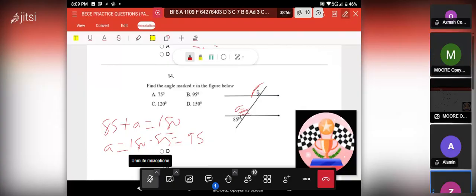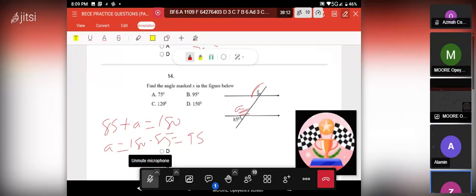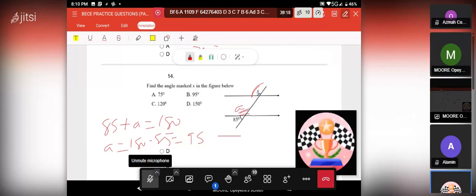So is that how we're going to do X? Yes. So if A is 95, then X is also 95. Who can tell us the reason why X is going to be 95? Because they are technically alternating angles. No, no. Alternate is letter Z. It will form a Z. Corresponding. Corresponding, thank you very much.